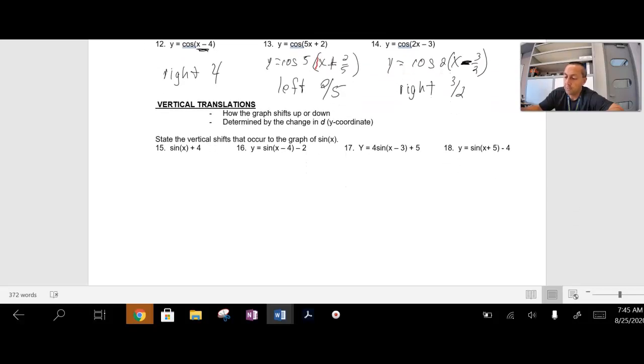Vertical translations won't get much easier than this. If we're tacking on a constant at the end, it's a vertical translation. So a positive 4 means you're going to go up 4. That negative 2 means we're going to go down 2. This positive 5 means we're going to go up 5. Those are arrows. I do actually write better on the board, I apologize when it's on the computer. And then this one, we go down 4.